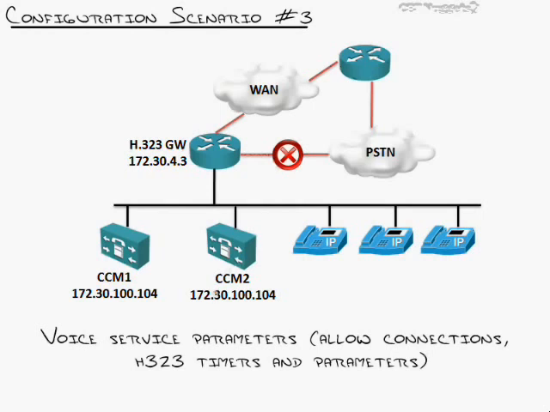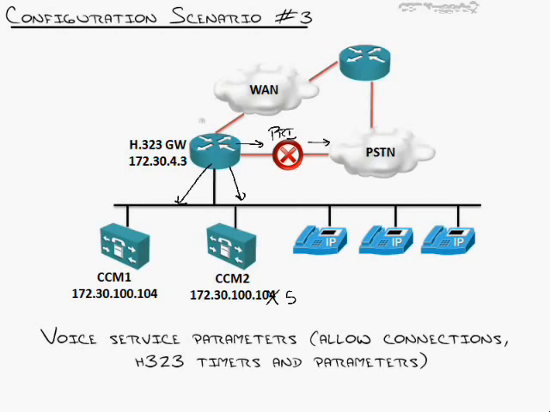So here's the scenario. We've got an H323 gateway with a connection to 2 different call managers, similar to what I configured before. Whoops, that'd be a duplicate IP address. 2 different call managers there. And it has a connection, we'll say using a PRI line or T1 line, CAS, to the PSTN.